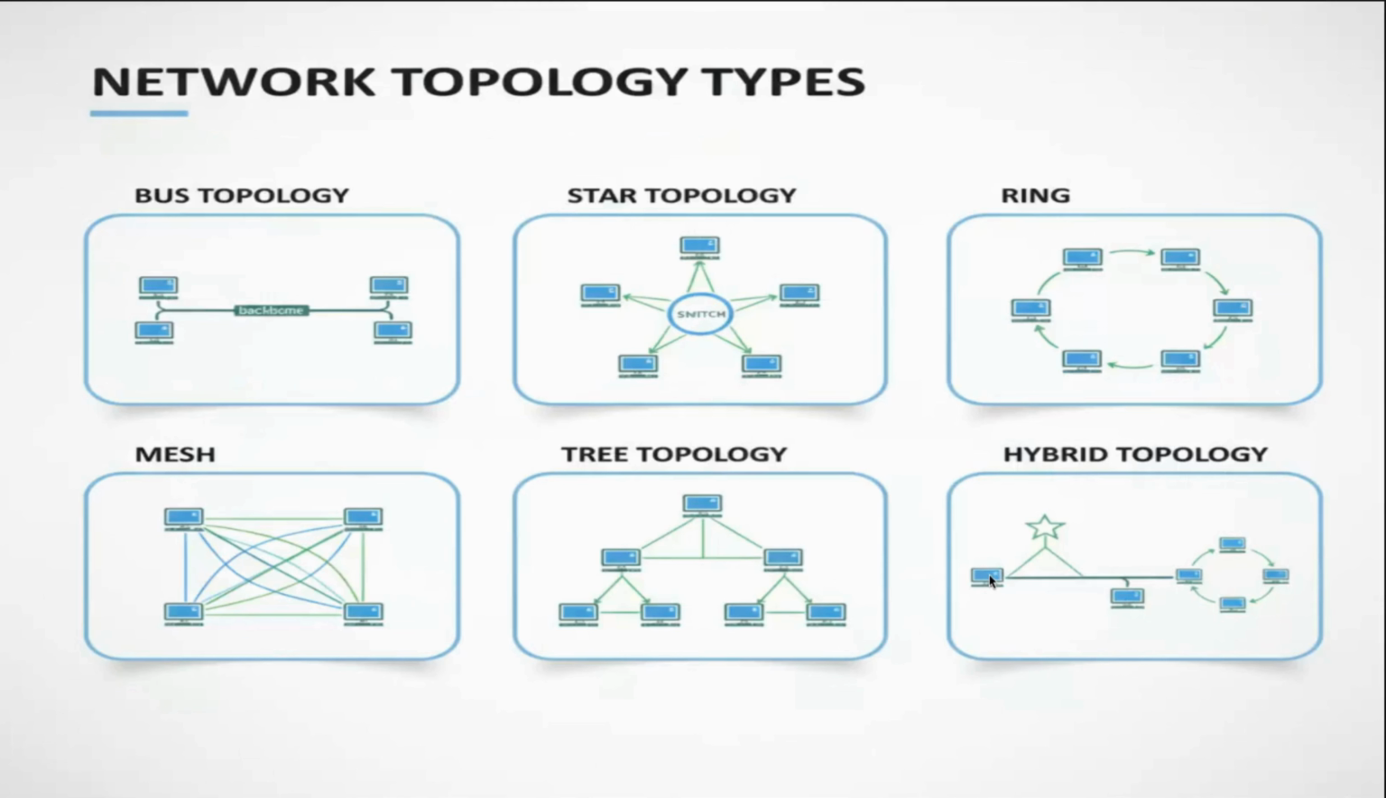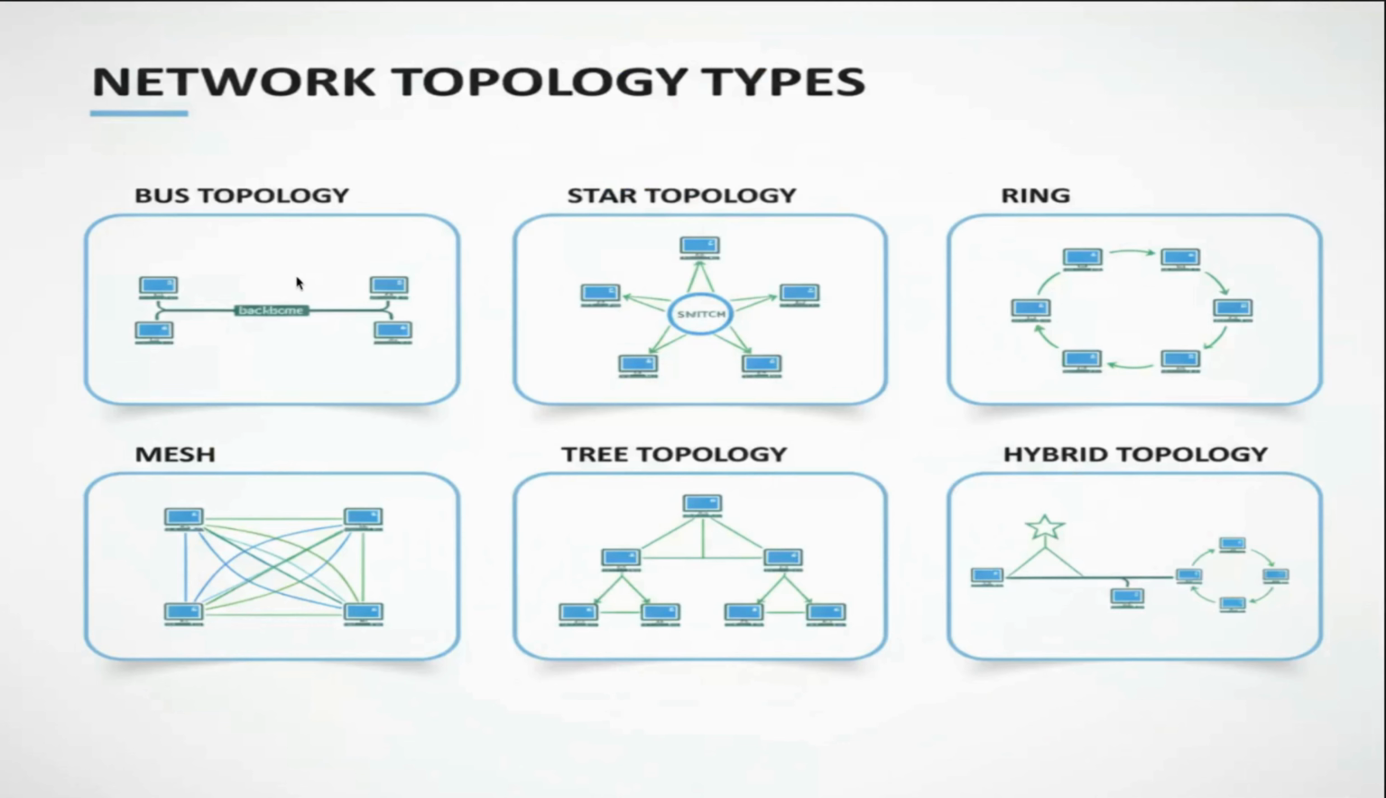And next, network topologies. Network topology refers to how devices are arranged and connected in a network. It defines the structure of the network and how data flows between the devices. There are different types of network topology, each with its own design and use cases, such as bus topology, star topology, ring topology, mesh topology, tree topology, and hybrid topology.